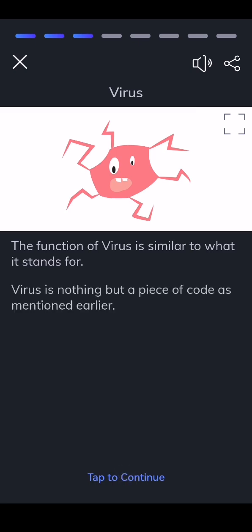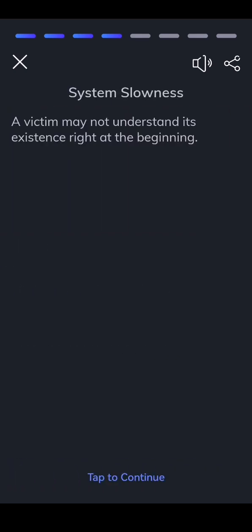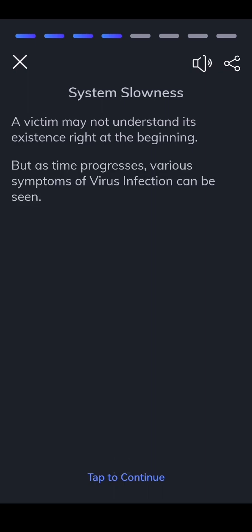A virus is nothing but a piece of code, as mentioned earlier. This code, once executed, starts performing tasks in the background. A victim may not understand its existence right at the beginning, but as time progresses, various symptoms of virus infection can be seen.